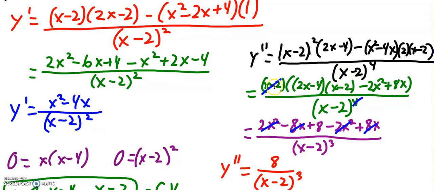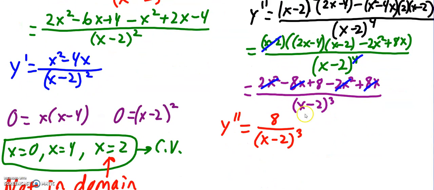Here I factored out an x minus 2 from the numerator, and then I reduced it with the denominator, and then I distributed in the numerator, combined like terms, and actually conveniently a lot of things cancel. So I end up with the second derivative is just 8 over (x minus 2) cubed. All right, back to the first derivative.